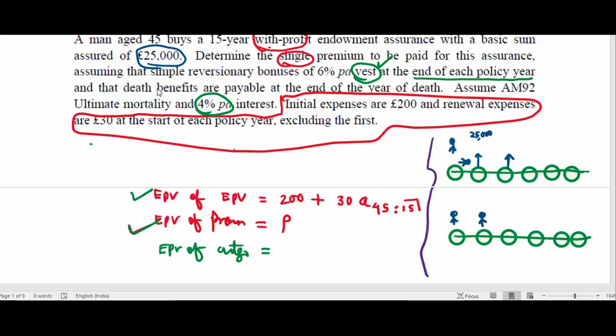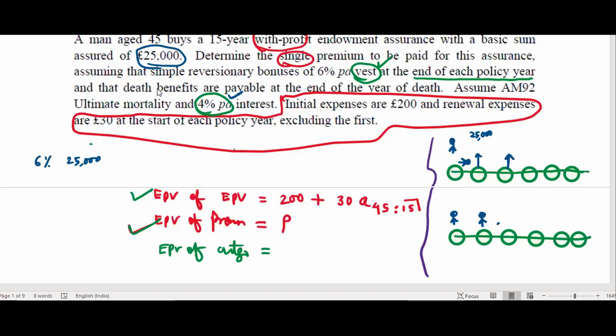Here they will see that the person survived 1 year. Now they will say we are vesting the bonus, 6% per annum, a simple reversionary bonus of 6% vesting at the end of each policy year. So what is 6% of 25,000? Whatever it is, that extra amount they will vest here. It's a simple bonus, so next time, whatever it is, we will add anyway.